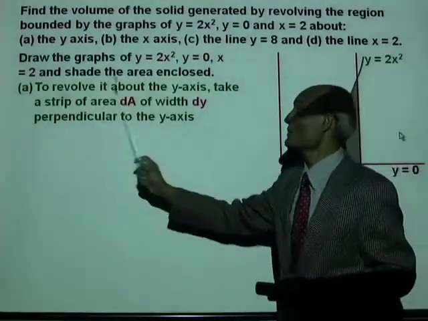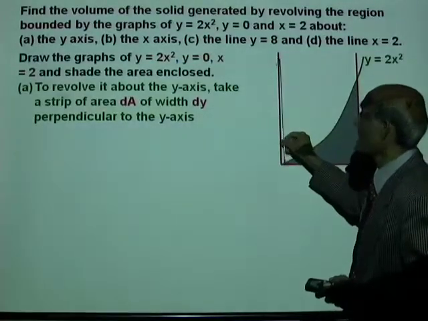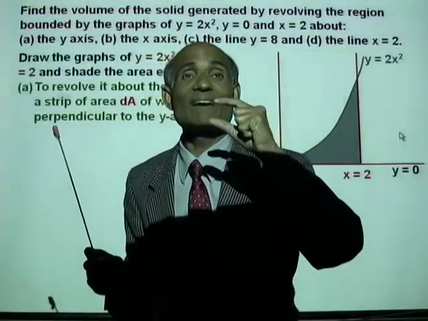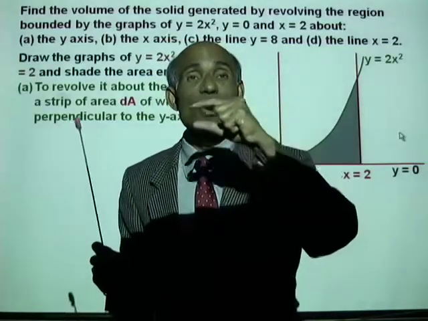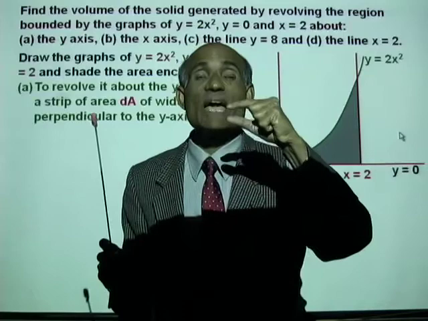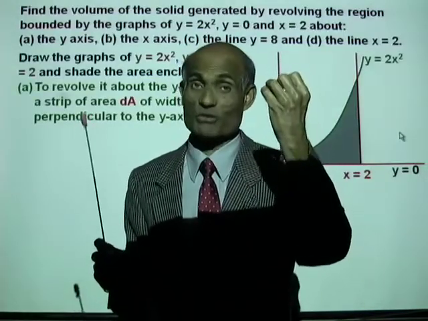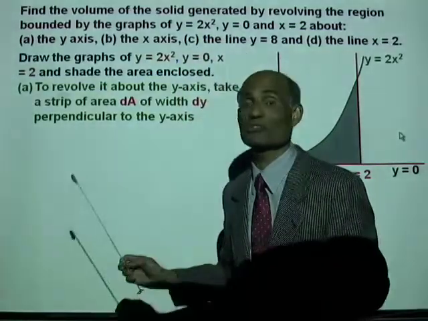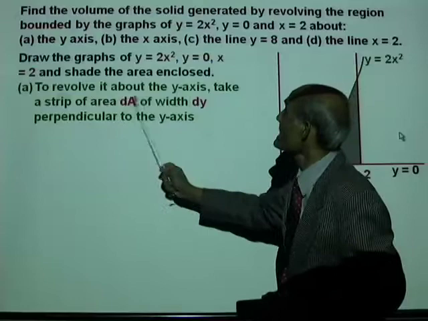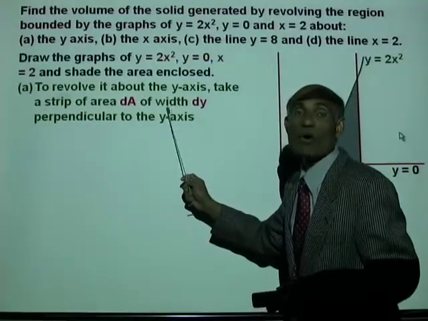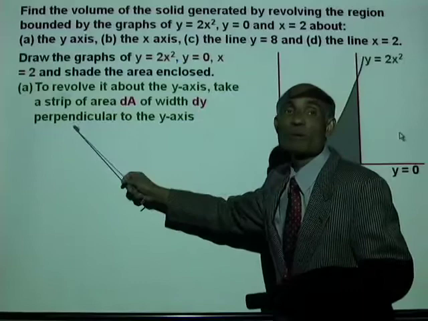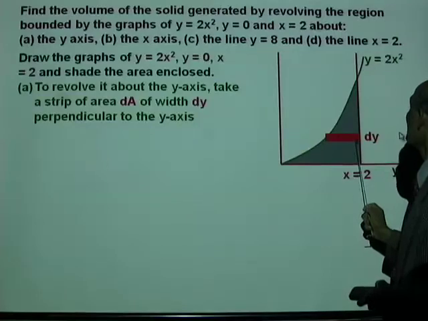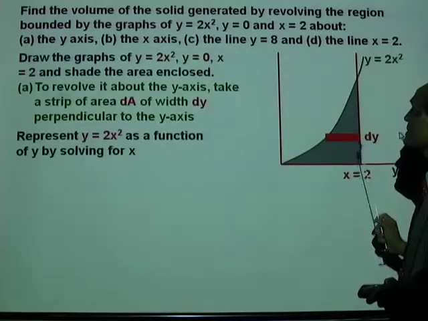Alright, so remember our axis of revolution is the y-axis, and in order to find the volume we of course take an area dA, and always when you take the area dA for the disc and washer, that area dA must be taken at right angles to the axis. So we take a strip of area dA of width dy perpendicular to the y-axis. So here we have that area dA of width dy.